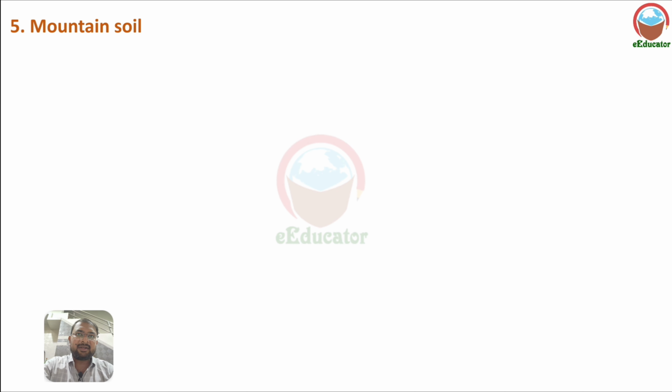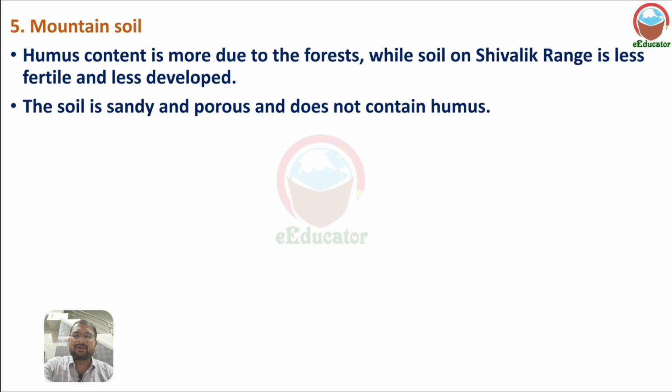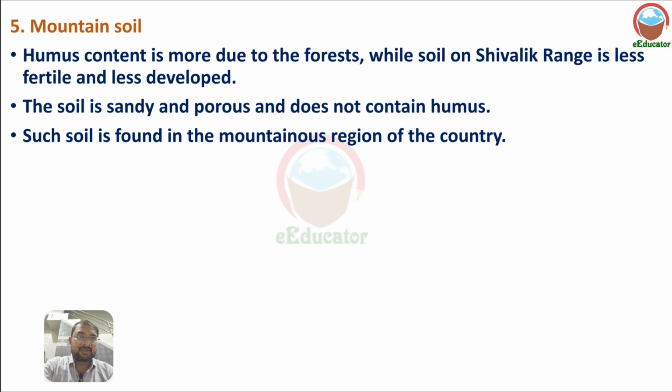Fifth number, mountain soil. Humus content is more due to the forest area, branches of trees, leaves and insects. Because of the forest, humus content is higher there. By soil, Shivalik range is less fertile and less developed. Generally, mountain soil is found in the Himalayan region. The soil is sandy and porous and does not contain much humus in the Shivalik part. Less fertile, humus content is a little lower there.